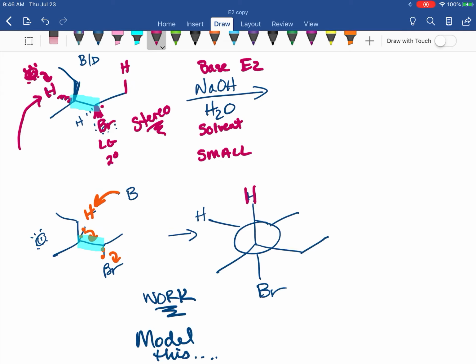So once we've identified our beta hydrogen and our bromine are nice and anti-periplanar, what's great about a Newman projection with an E2 is that this is where you're making your double bond, and your Newman projection is literally frozen right there. So I draw my double bond right where the Newman projection is. So these are matching, okay? And then this side has a methyl and an ethyl.